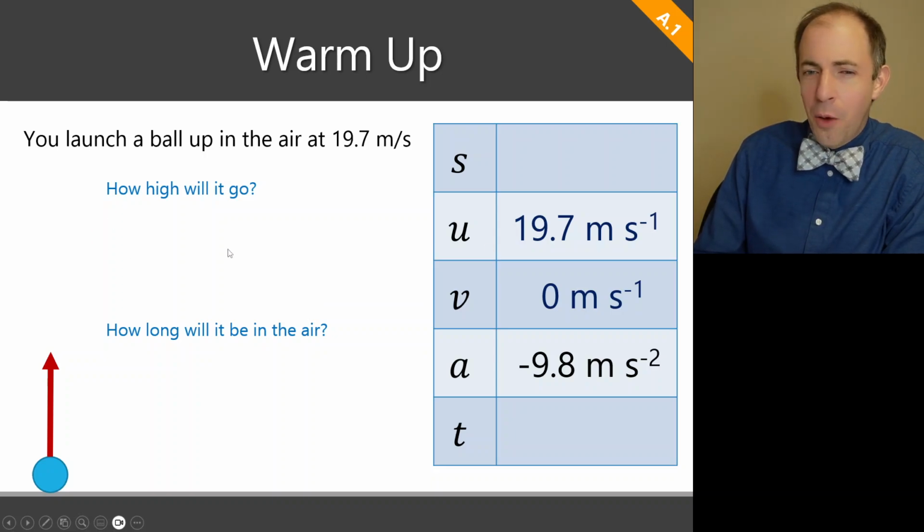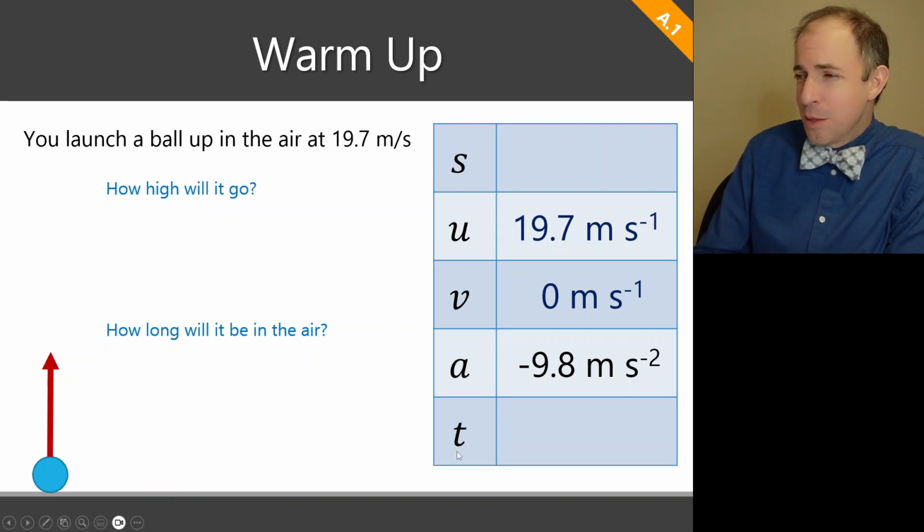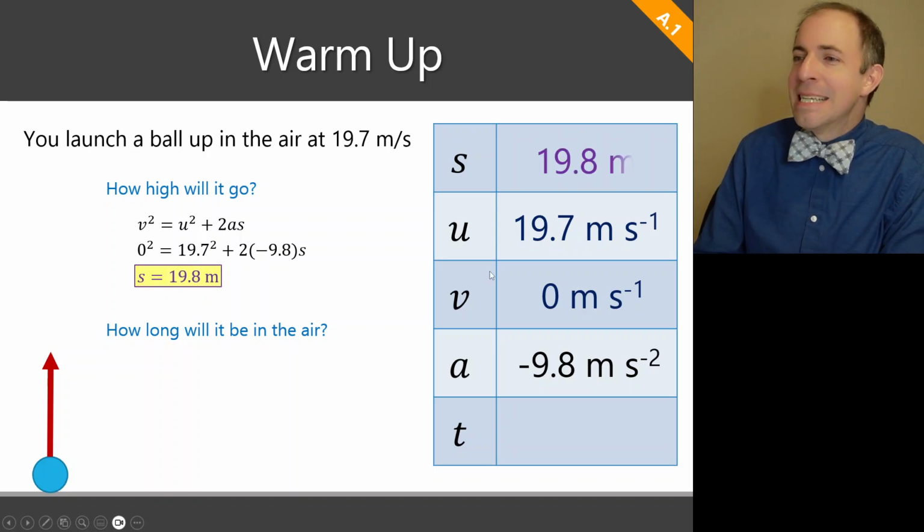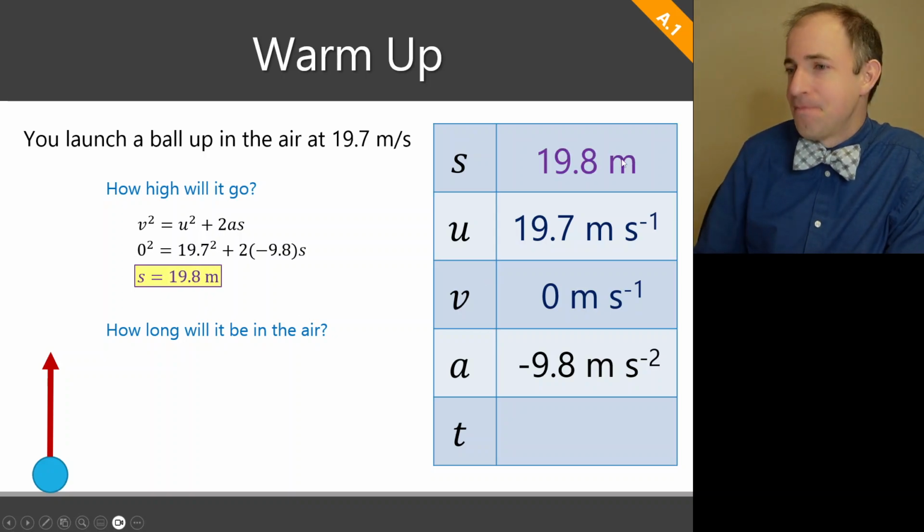Now, how high will it go will be our displacement, which means we don't know the time. Our kinematic equation that doesn't use time is v squared is equal to u squared plus 2as. Plugging in the variables that we already know about, we can solve for s to be 19.8 meters.